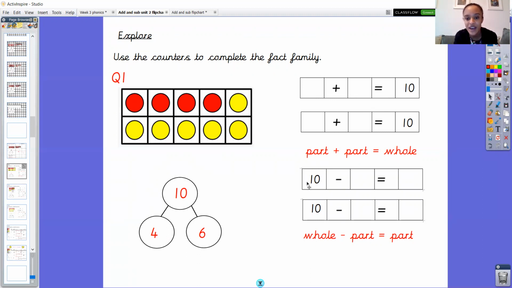And then you're thinking about the subtraction. So you're starting with the whole, take away part equals part. And again, swapping those 2 parts around. So I know you can do this. We did so much practice of this before. So please pause the video now and have a go at question 1.